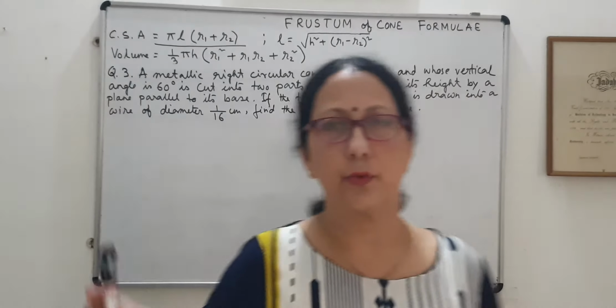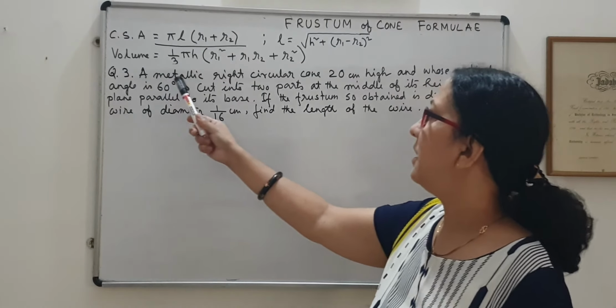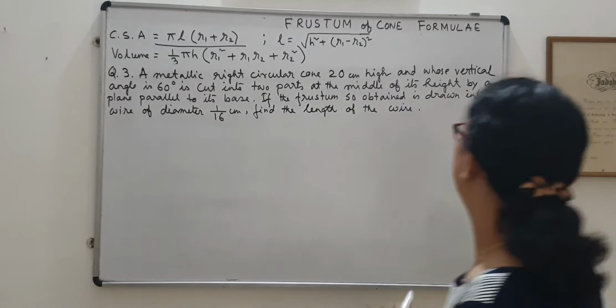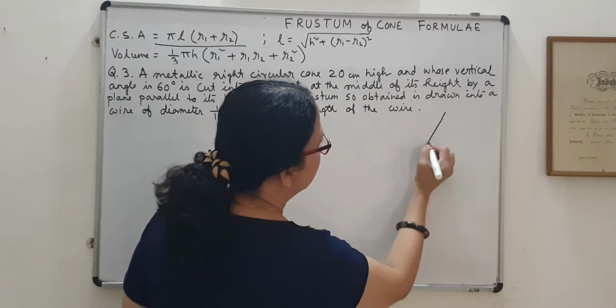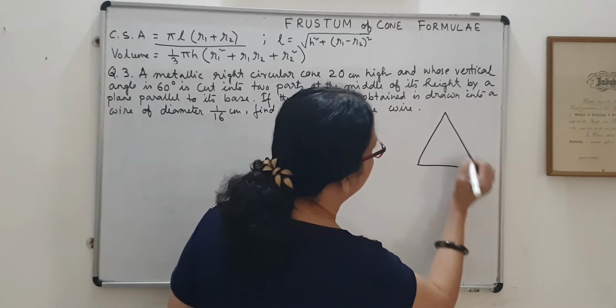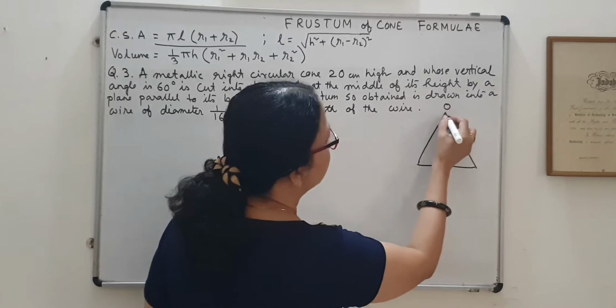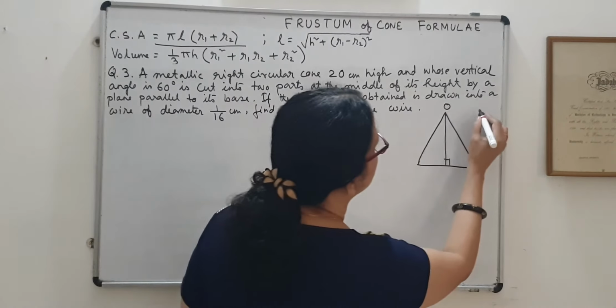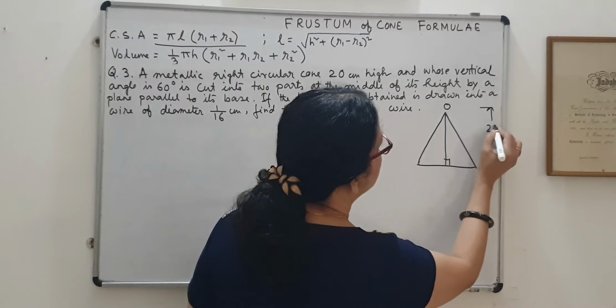So today's last question that I'll be discussing: a metallic right circular cone of 20 centimeter height. So let me draw the figure first. So here is a metallic right circular cone. Say O is the vertex and this height is given to be 20 centimeter.